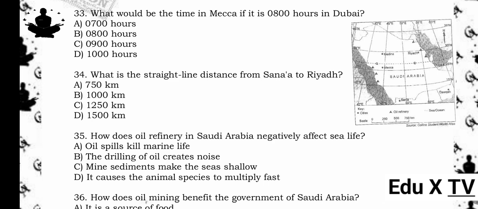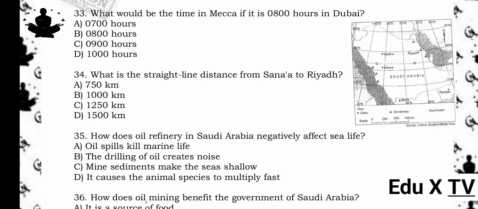34. What is the straight line distance from Sana'a to Riyadh? A. 750 kilometer. B. 1000 kilometer. C. 1250 kilometer. D. 1500 kilometer. The answer is B. 1000 kilometer. Reason being, by estimating using the scale bar on the map, it is approximately 1000 kilometer.